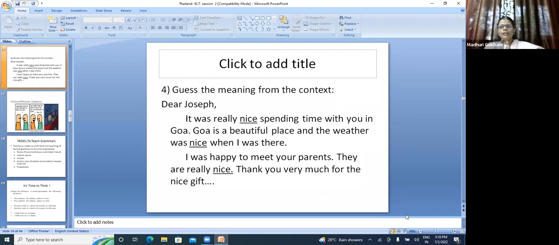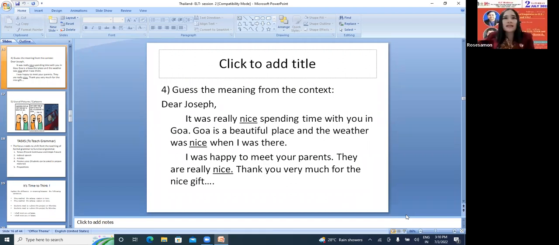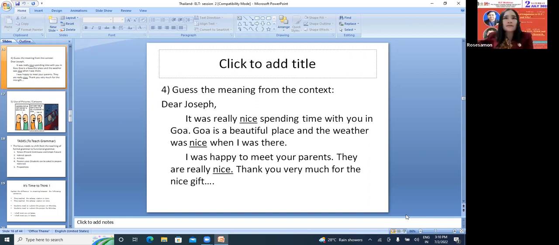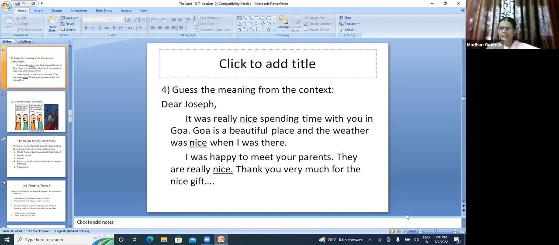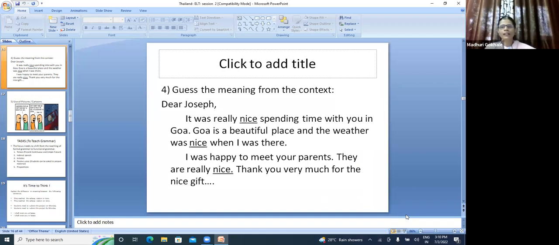Now, I was happy to meet your parents. The parents are really nice. What word can we think of? Generous. Friendly. Kind. Any other? Friendly. You know the word cordial. People who are cordial, cordially. Right. They have got a very, very welcoming attitude. They're loving people. They're nice people.